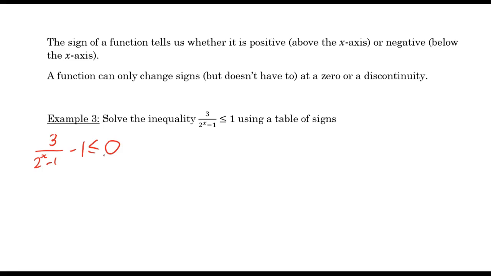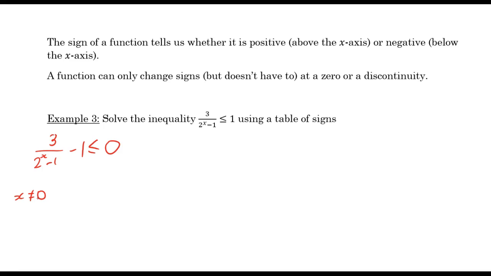So let's consider the domain of this function first. Are there any values that x can't adopt here? Well, I can't have a denominator of 0. And if x was 0, I would have 2 to the 0 minus 1. 2 to the 0 equals 1. 1 minus 1 would give us a denominator of 0. So we have to recognise that x can't equal 0.